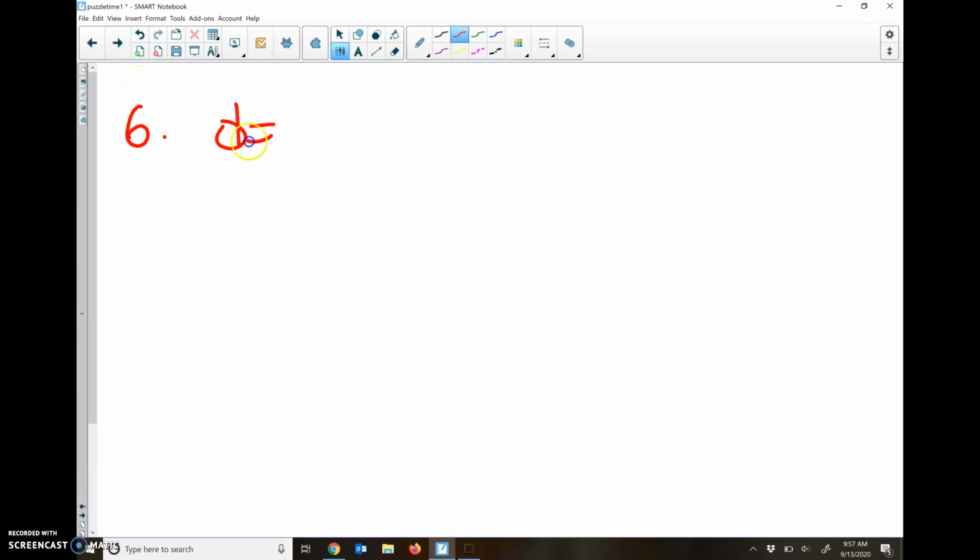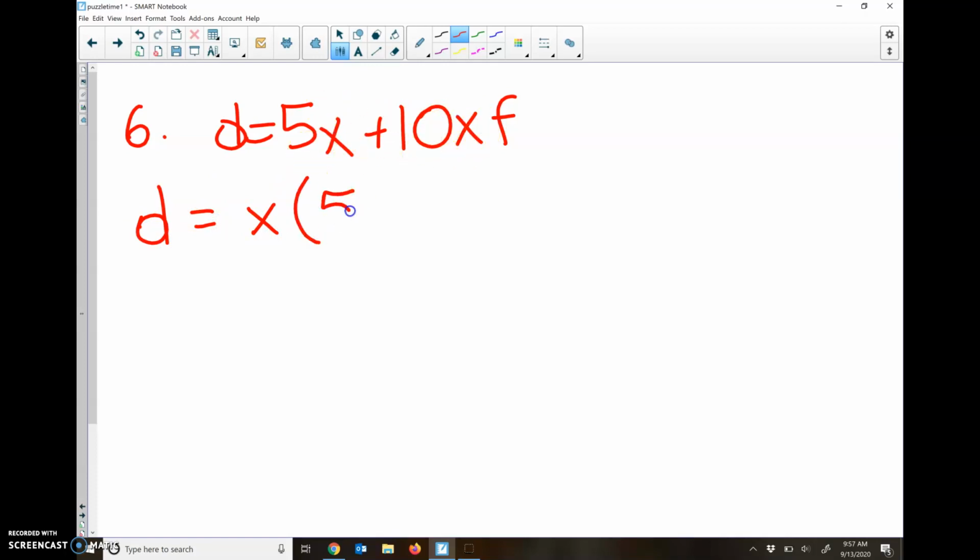Then number 6, the directions were to solve for x. So d equals 5x plus 10xf. Okay, so here's one of those problems where we're going to undistribute because I got 2 x's here. I'm going to pull out an x from each of the things over here. So if I pull out an x from 5x, I'm just left with 5. I pull out an x from 10xf, I'm just left with 10f.